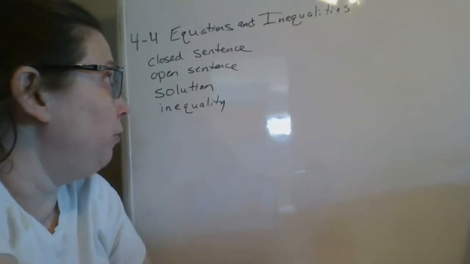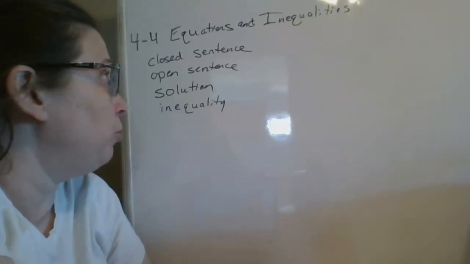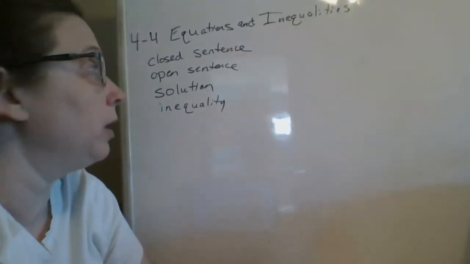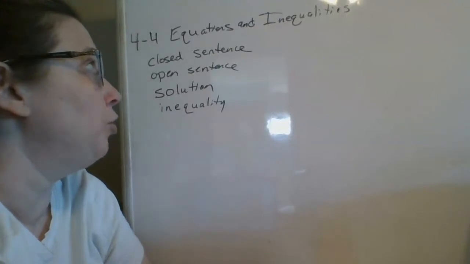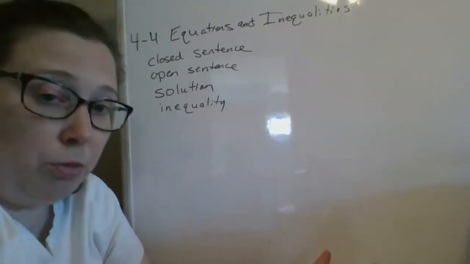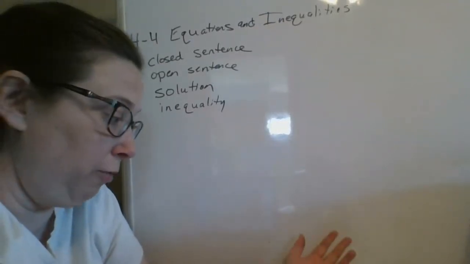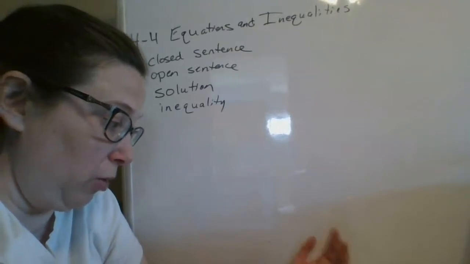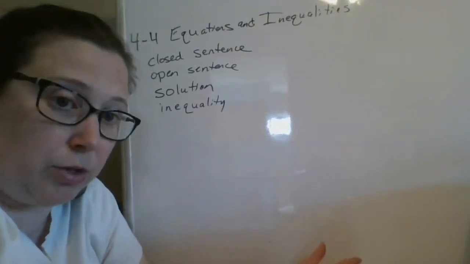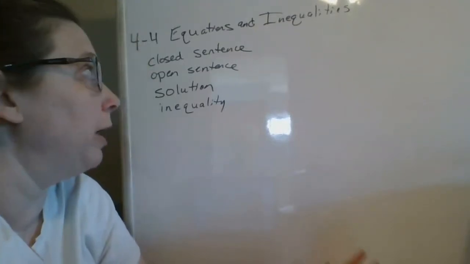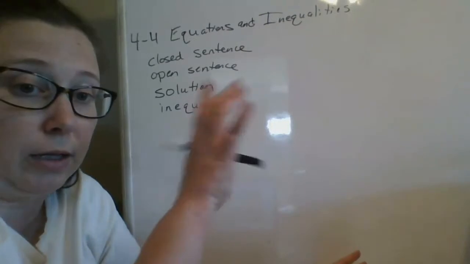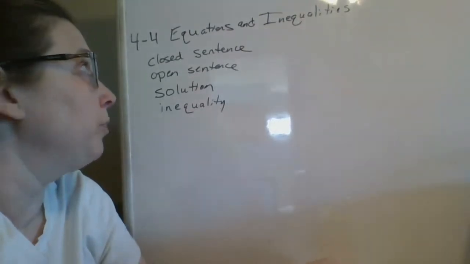Alright, our first 2 vocab words really go hand in hand. So we have closed sentence and open sentence. Essentially what this means is you have an equation, which suddenly we have an equal sign. We don't just have expressions anymore. We have an equal sign saying that 2 expressions are equivalent.